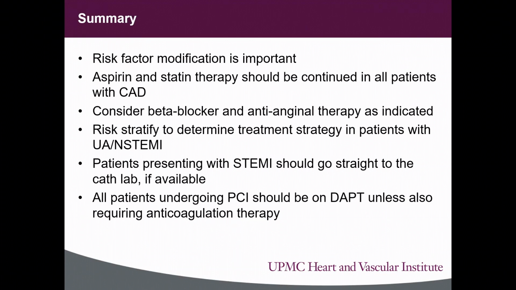So in summary, risk factor modification is very important. Aspirin and statin therapy should be continued in all patients with coronary artery disease. You want to consider a beta blocker and anti-anginal therapy as indicated. You want to risk stratify to determine treatment strategy in patients with unstable angina and non-STEMI. And patients presenting with ST elevation MI should go straight to the cath lab if available. And lastly, all patients undergoing PCI should be on dual platelet therapy unless also requiring anticoagulation therapy, in which case you can think about what treatment strategy to try to limit bleeding, but also to benefit the patient as best as possible.